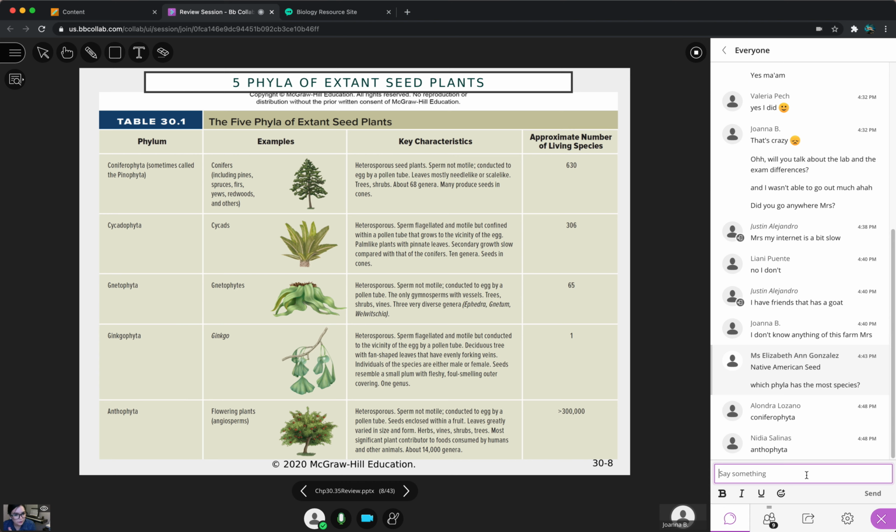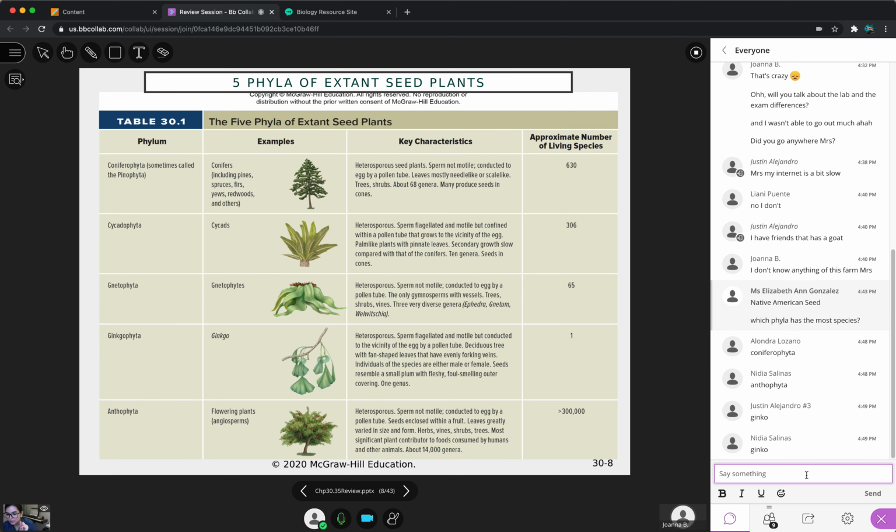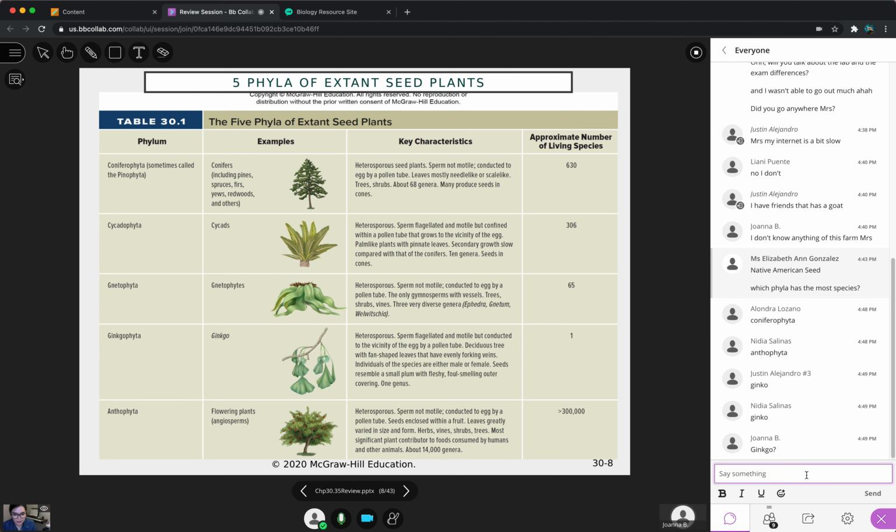And then there's one that only has 1 species. Which one is it? From this picture, which phyla only has 1 species? Okay, very good. So the ginkgos, or the Ginkgophyta, those only have 1 species.